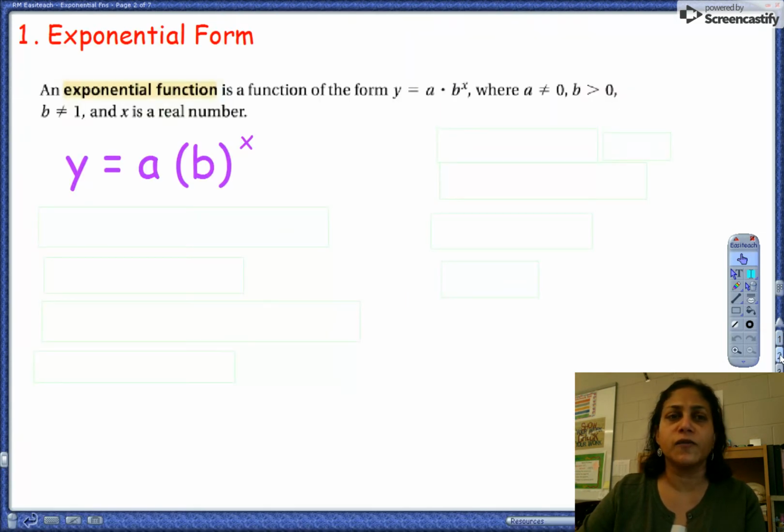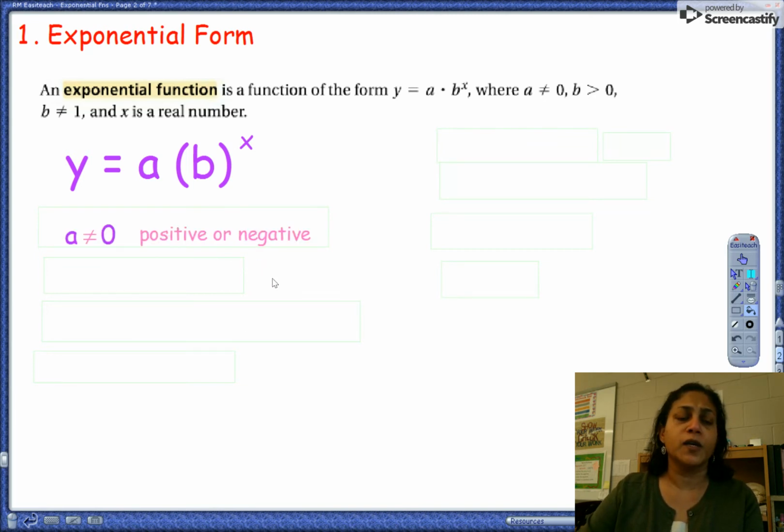An exponential function is a function in the form y is equal to a times b to the x power. The exponent is the variable. And here a cannot equal 0, b has to be more than 0, and b cannot be equal to 1, and x is a real number. So there's a lot of things to remember. One thing I like to make sure is that you are putting the b in parentheses. It actually helps you understand the function better.